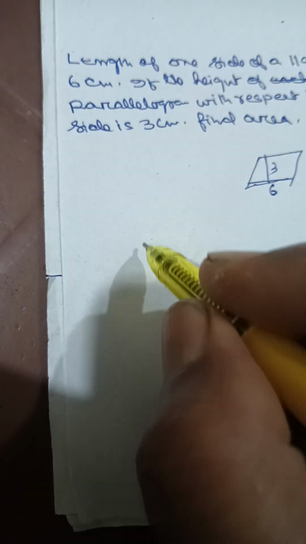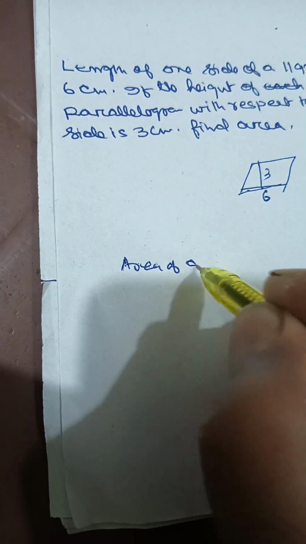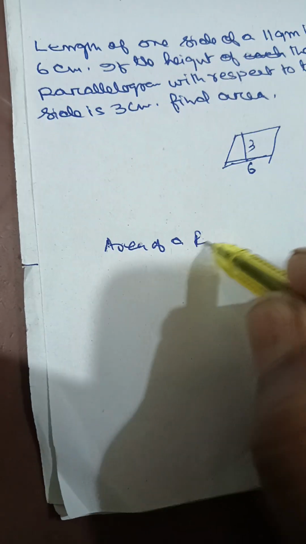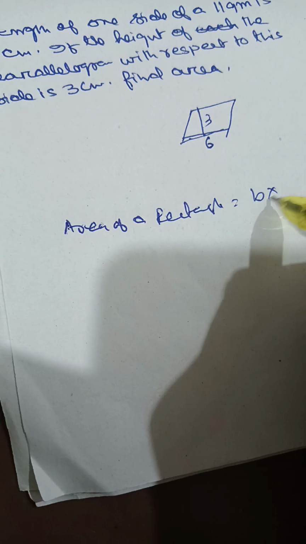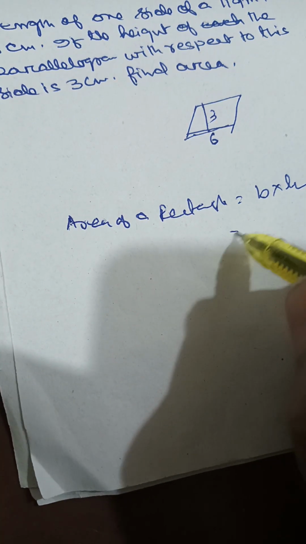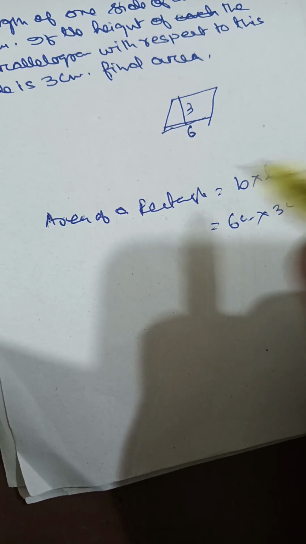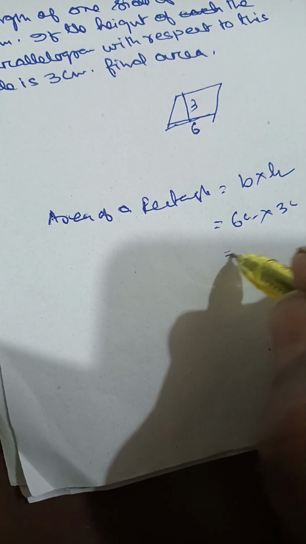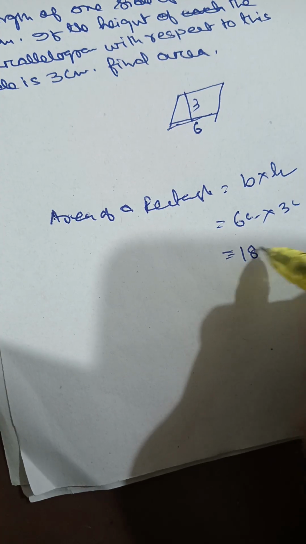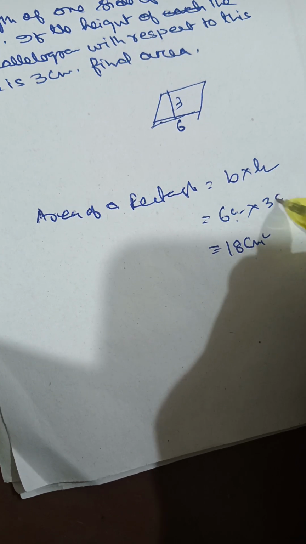So here also you have to know another formula. Area of a parallelogram is equal to base into height. You remember, base is given 6 centimeter and height is given 3 centimeter. You see the diagram. Height means perpendicular distance. So 6 into 3 you can write 18 centimeter square. This is centimeter, this is centimeter I have written.